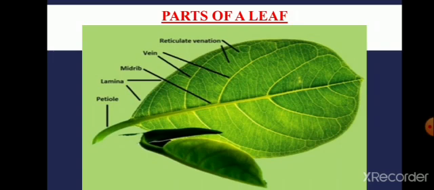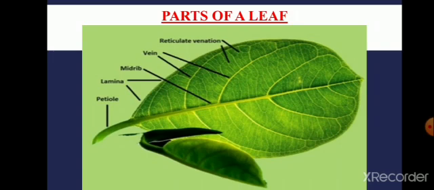First, you see the petiole. See the picture, the stalk. The stalk of the leaf with which it is joined to the stem is called the petiole.